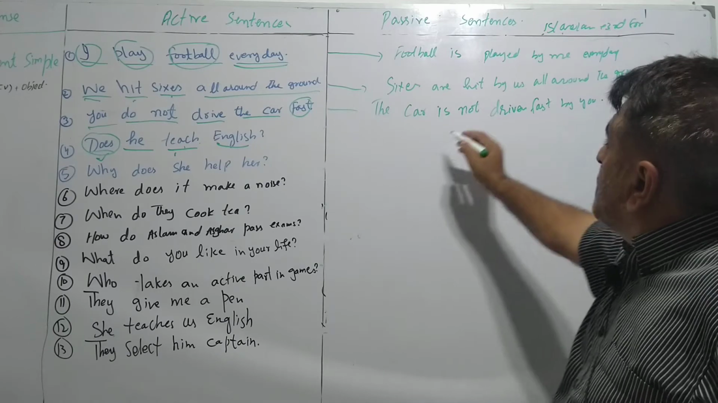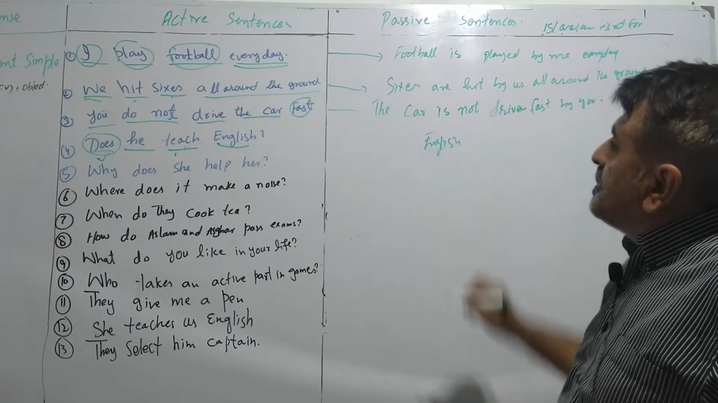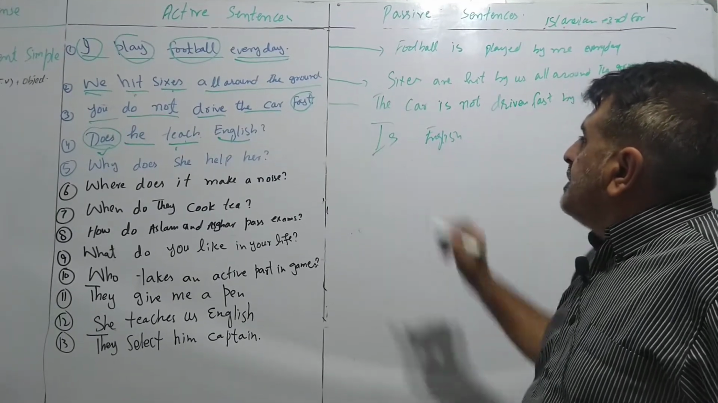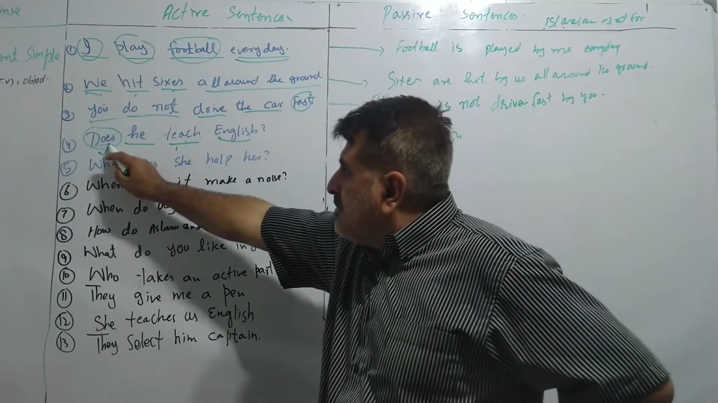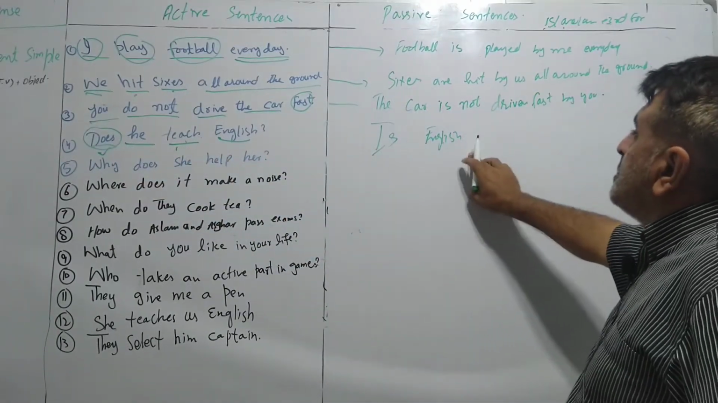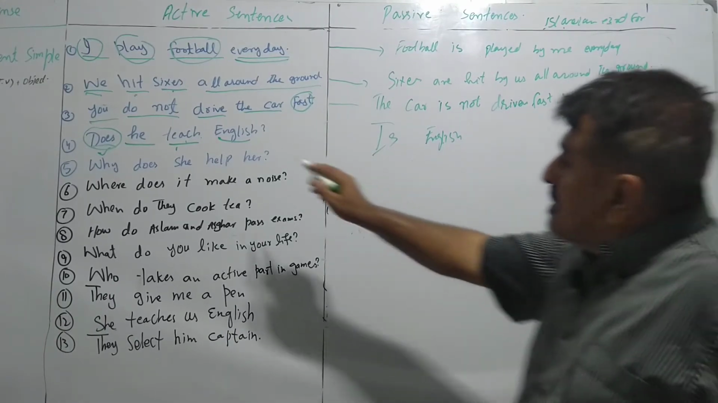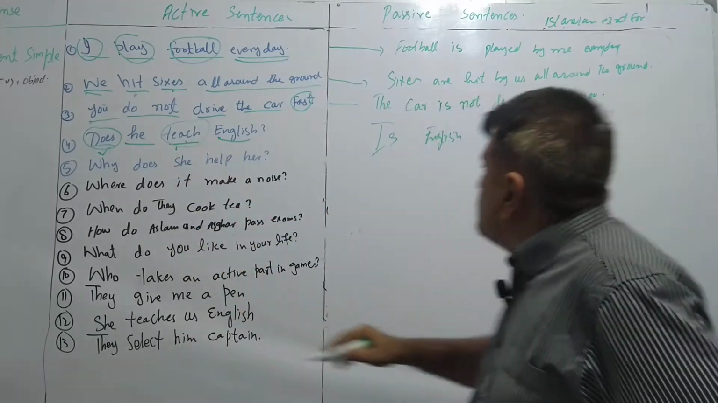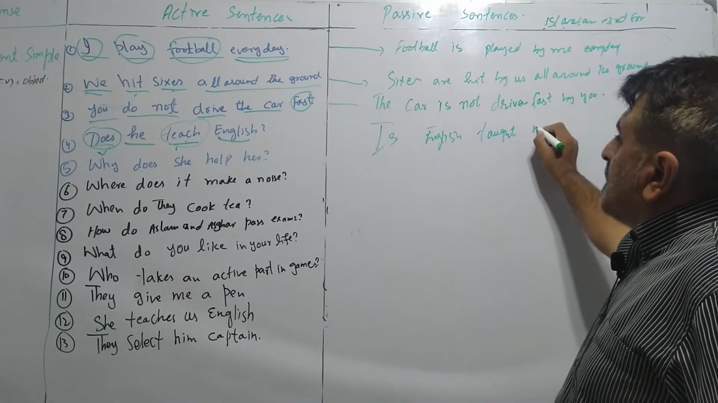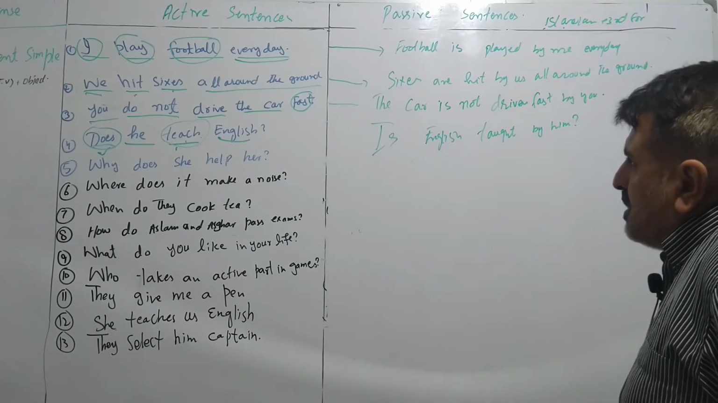Suppose we have English. English is singular, third person singular, so is is required, because here you have a helping verb. In this structure you should have the helping verb before your subject in passive voice. Is English, then this must be the third form of the verb. Is English taught by, and the sign of interrogation is important.